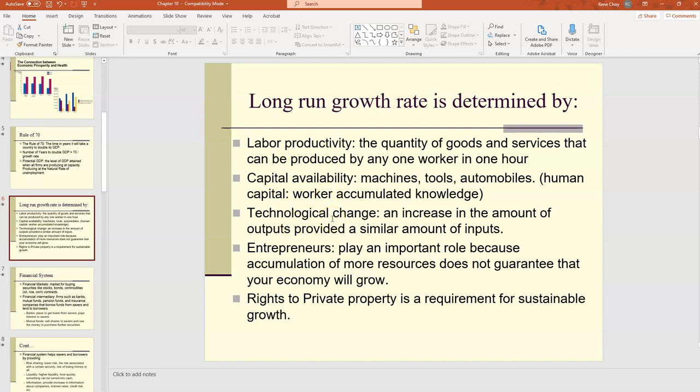Another thing that changes your long-run growth rate is technological change or technological increases. Technology usually makes you more productive. And I'm not specifically talking about cell phones and iPads, but about anything that technology usually does, because the majority of technology is usually used to enhance some kind of production at some point. Then there is the availability of entrepreneurs in society and the right to private property in the country.